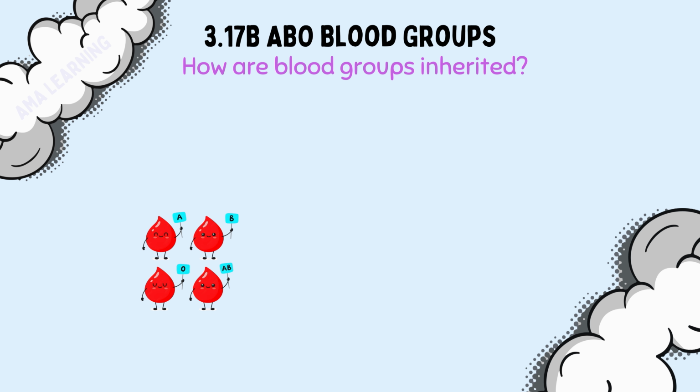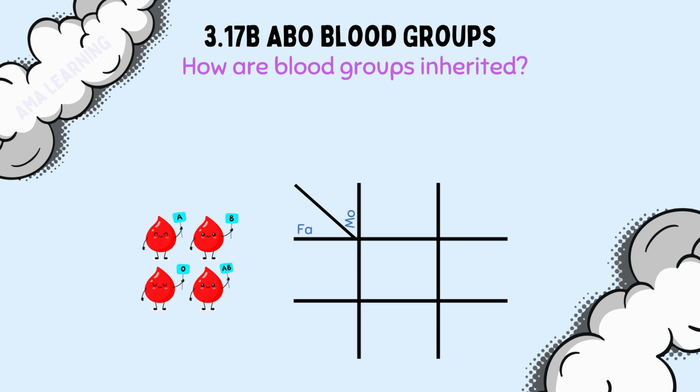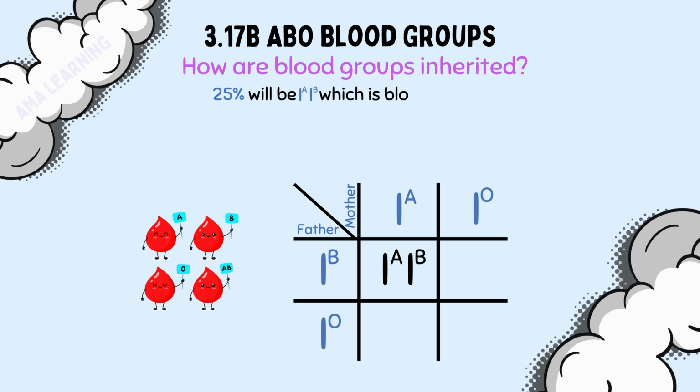The ABO blood group system demonstrates codominance and multiple alleles where both IA and IB can be expressed together. Punnett squares can predict offspring blood types, helping us understand inheritance patterns. A parent with type A blood, IAIO, and a parent with type B blood, IBIO, will lead to the following possible genotypes and phenotypes. 25% will be IAIB, which is blood group AB.